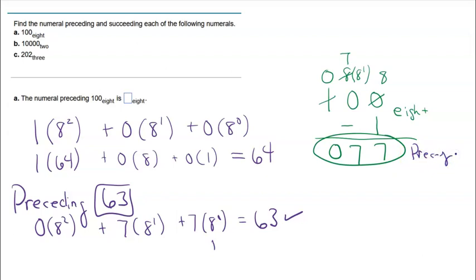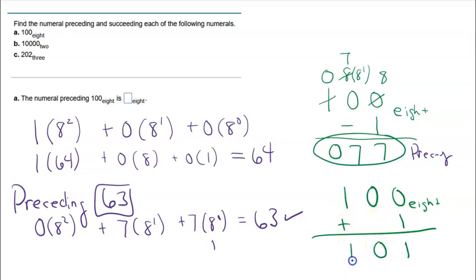Okay, what about the post number, the number after that, or succeeding? Okay, so what am I going to do? I'm going to add 1 to this 100 base 8. So I'm going to come over here and do that in green. So I've got 100 base 8 again. And I'm just going to add 1 to that. Now, is it okay to add 0 and 1? Is that still a base 8 number? Yes, because all the base 8 numbers are just 0 through 7. So 0 plus 1 really is 1. 0 plus nothing here is 0, and 1 plus nothing here is 1. So this is the succeeding number.